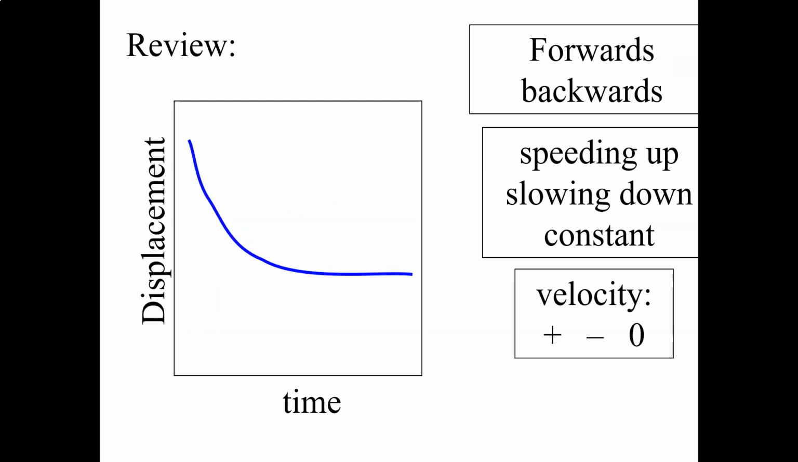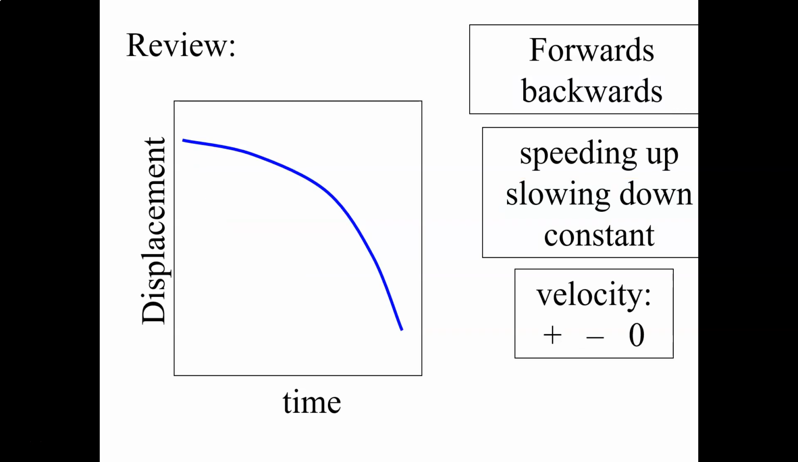Here, we've got a line. Now, this line looks a little bit different than the last one for a couple of reasons. One is, as time travels, the line is going down. So that tells us that it's moving backwards. The fact that the line is getting flatter tells us that it's slowing down. Okay? And the velocity, since we're moving backwards, the velocity is negative.